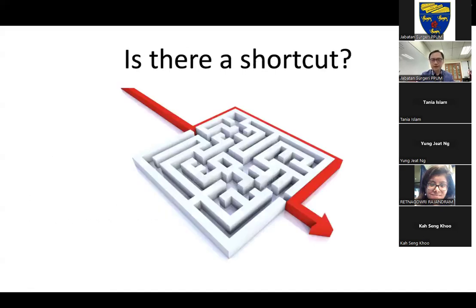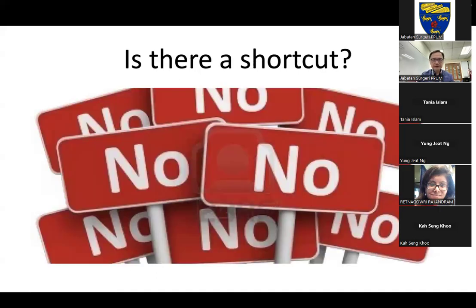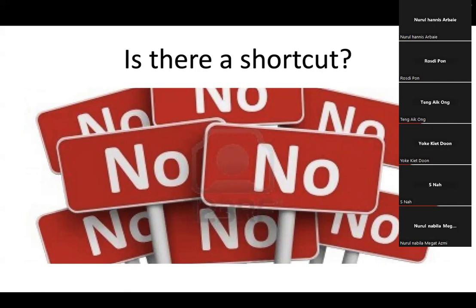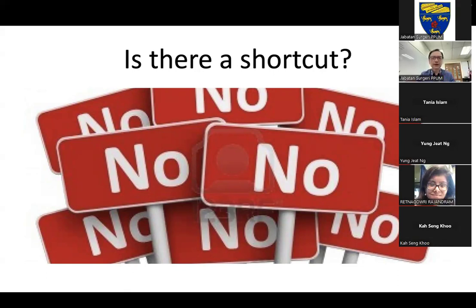So is there a shortcut? The answer is no. If you want to be good, you want to be average, okay, got shortcut: write a script, ChatGPT, write a script, you read from the script, that's easy. But you need to clock the hours. Any opportunity to talk, you say yes.